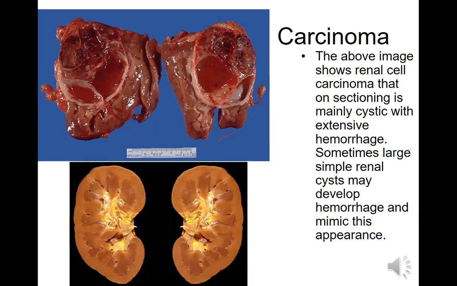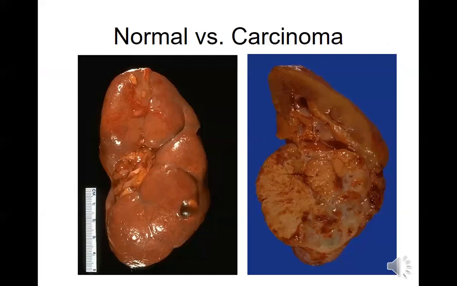All this parenchyma has become necrotic, not because of a fluid-filled cyst, but because of cancer cells, immature mutated cells that are destroying the parenchyma. This is normal, right? This is normal. Big difference, right? So that's primary carcinoma of the kidney.